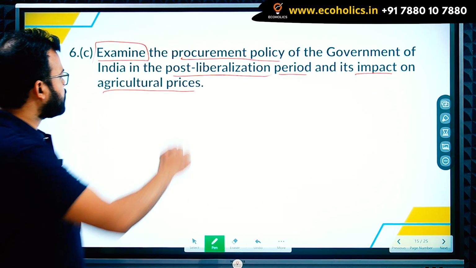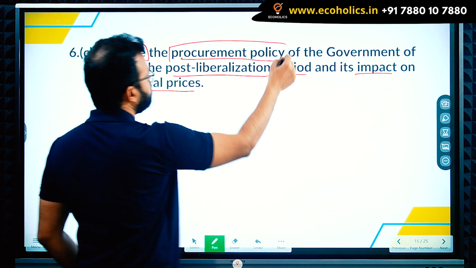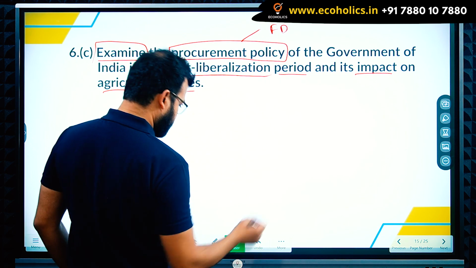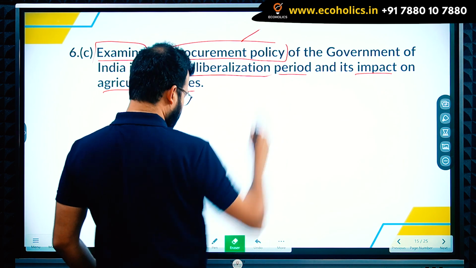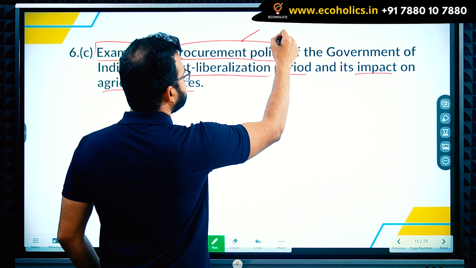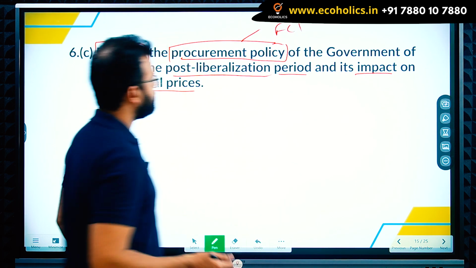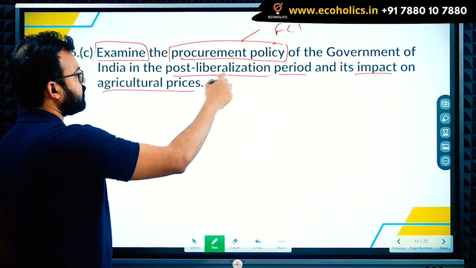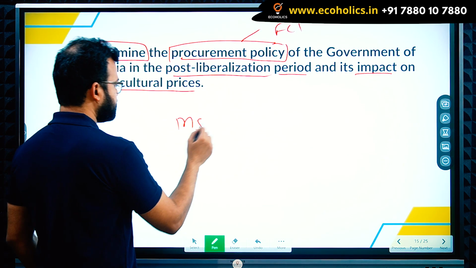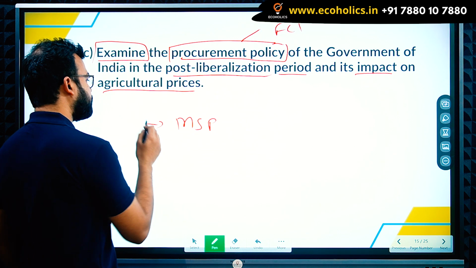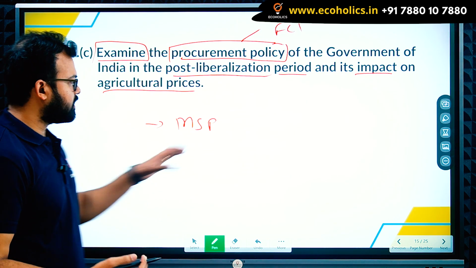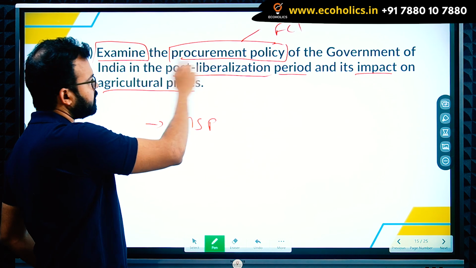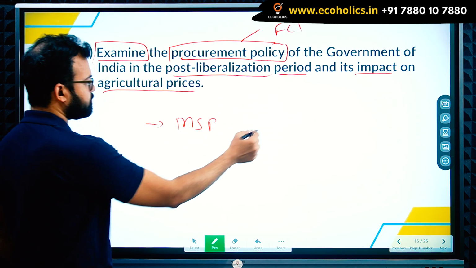So procurement policy, how do we procure? With the help of the Food Corporation of India, FCI. FCI procures food grains on behalf of the Government of India. Now procurement policy means MSP. So the government announces a minimum support price and buys food grains from farmers. So what is the procurement policy of the Government of India, especially in the post-liberalization period?